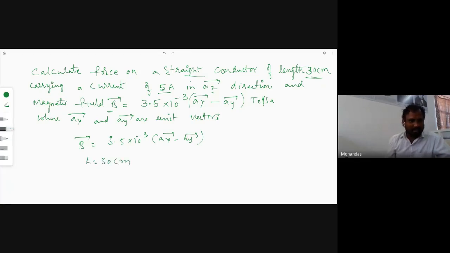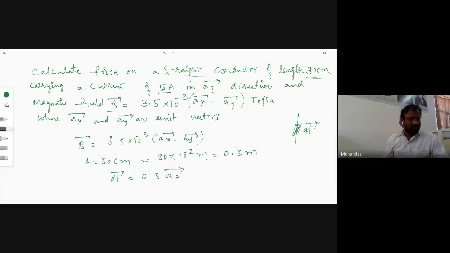So we have to convert it into meters. How to convert it into meters? 30 into 10 to the power of minus 2 meters, otherwise 0.3 meters. All the units should be in meters now. Centimeters should be converted into meters. As the conductor is placed along the z-axis, if you take a differential length, how can you write the differential length dl here? dl equal to 0.3 into AZ, in the direction of AZ.